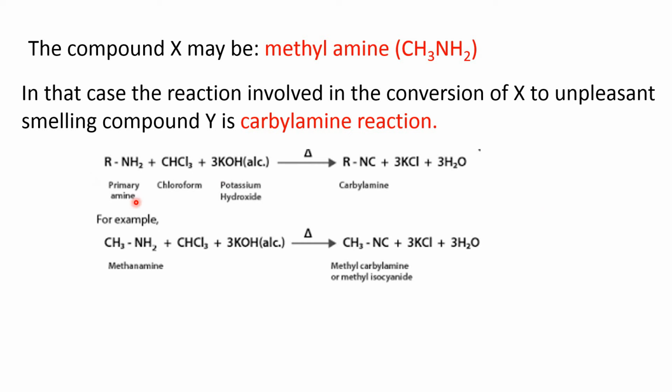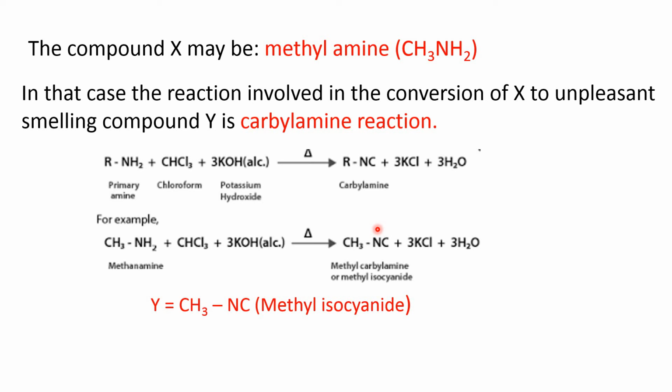So, what is carbylamine reaction? Primary amine, not secondary or tertiary, when treated with chloroform in presence of alkali, then alkyl or aryl isocyanide, or carbylamine, is formed. If you take methylamine, when it is treated with chloroform in presence of alkali, then methyl isocyanide or methyl carbylamine is formed. These isocyanides have a very bad smell.